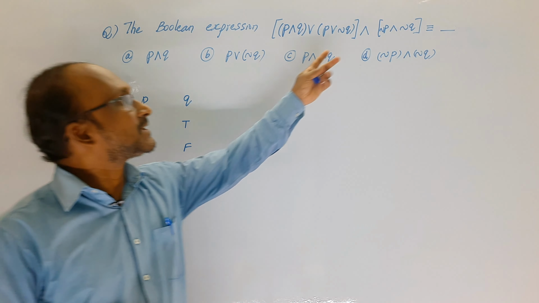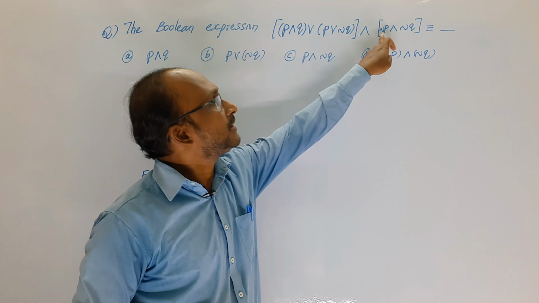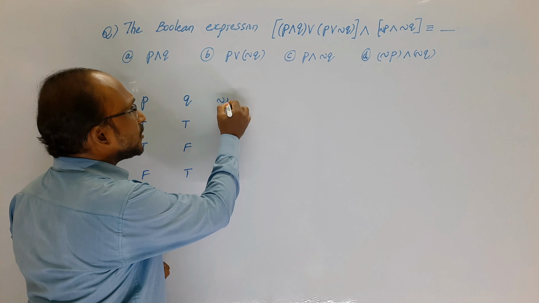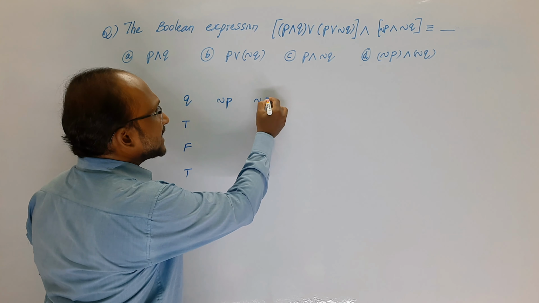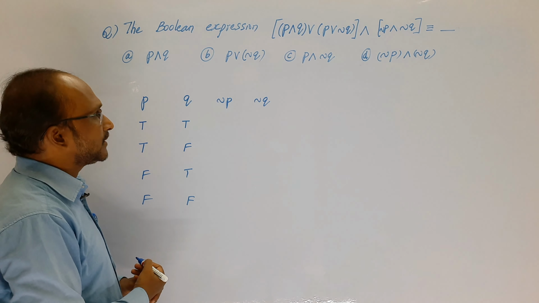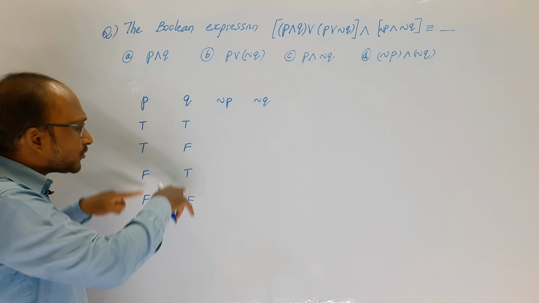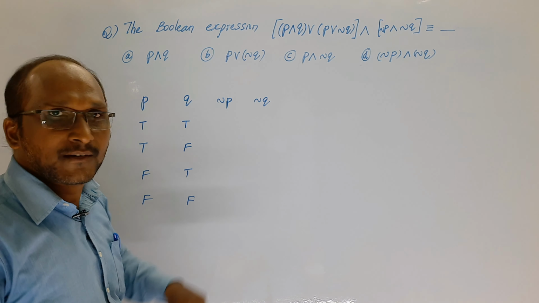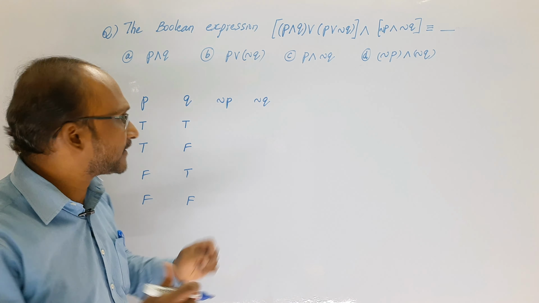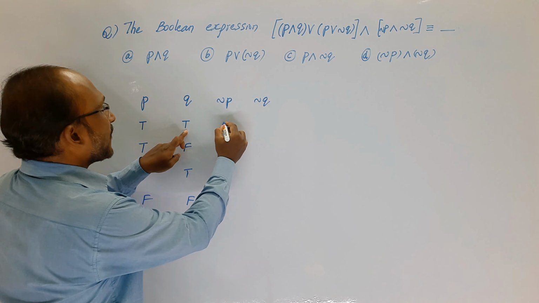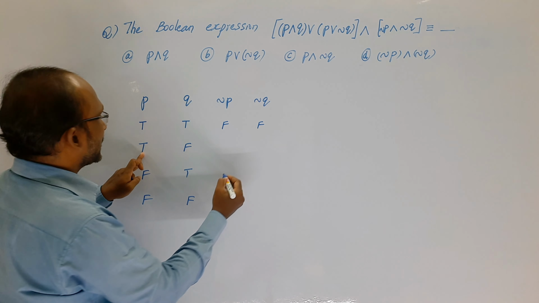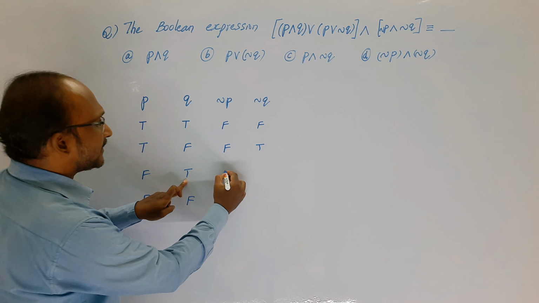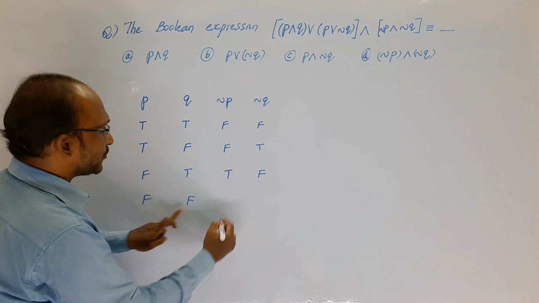Yes, for both the statements P and Q, there are the negations. That's why let us take two more columns headed with negation P and negation Q. With the help of the truth values of P and Q, we can write the truth values of negation P and negation Q also. That is false false, false true, true false, true true.